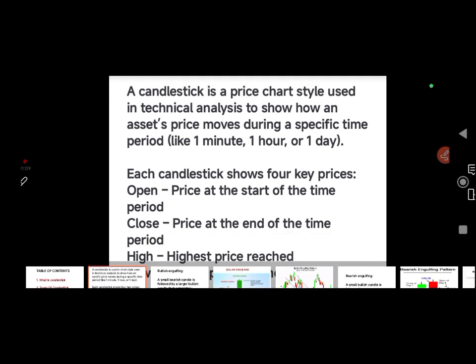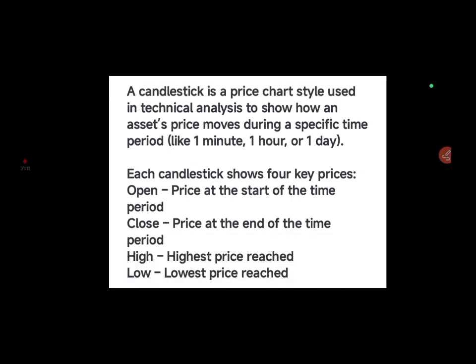What is a candlestick? A candlestick is a price chart style used in technical analysis to show how an asset's price moves during a specific time period, like 1 minute, 1 hour, or day, or month, or year. I've told you in the previous class that a candlestick chart talks about how price moves within a period of time.